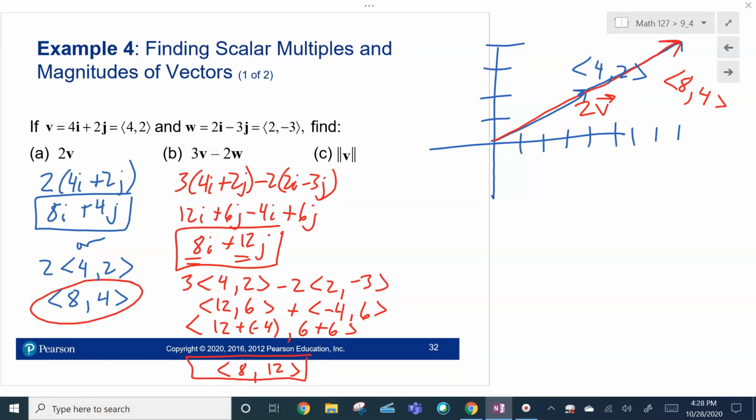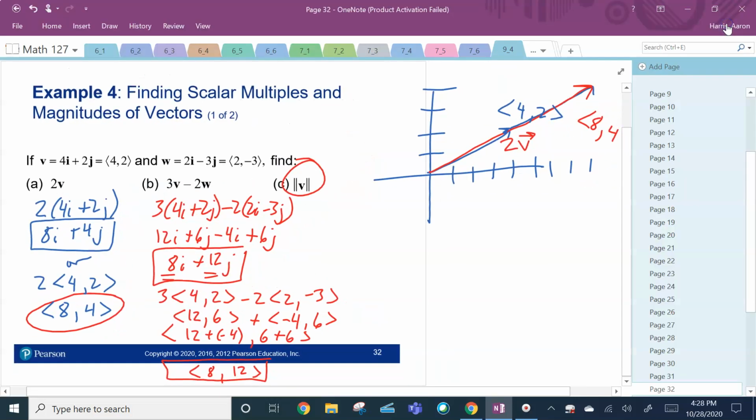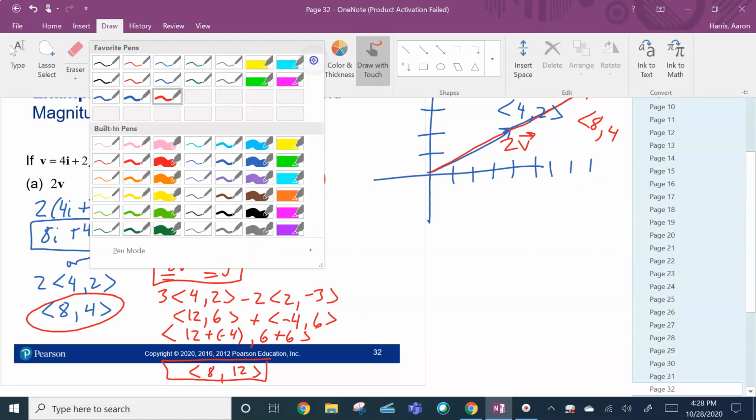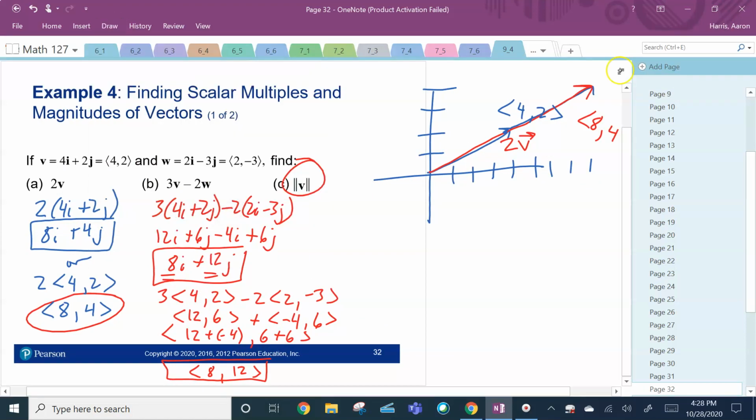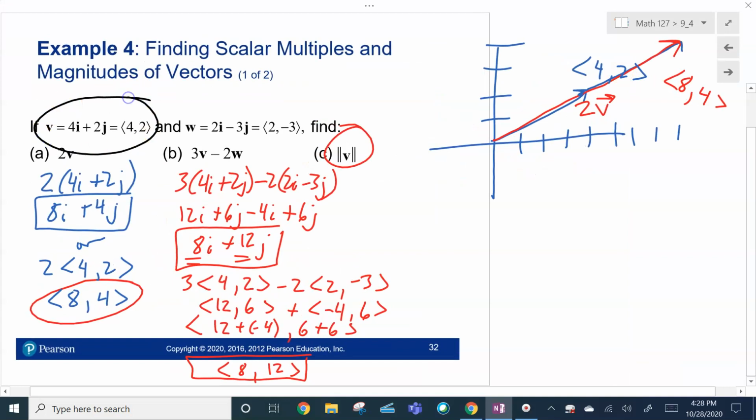Now, finally, this is the magnitude of vector v. So vector v in black. So here's vector v, right? 4, 2. So here's vector v. In other words, it goes right 4 and it goes up 2, right? So we've got this right triangle.